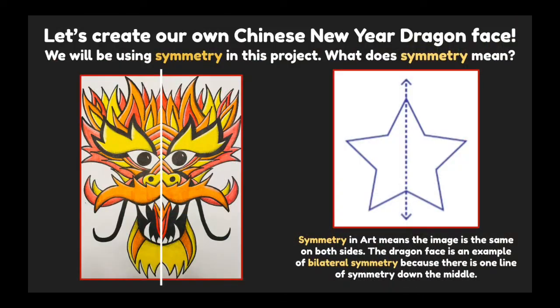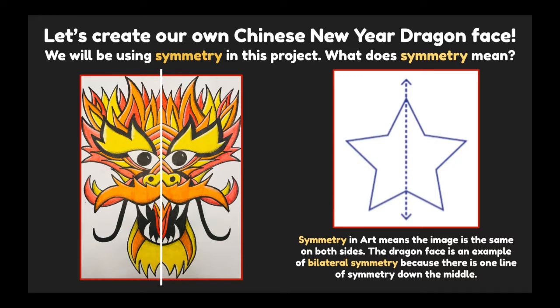So now that we've learned about Chinese New Year, let's create our own Chinese New Year dragon face. We will be using symmetry in this project. What does symmetry mean? Symmetry in art means that the image is the same on both sides. The dragon face is an example of bilateral symmetry because there is one line of symmetry down the middle. So if we look at the dragon face picture, look at the white line that goes vertically down the middle. Both sides of the dragon's face are pretty much exactly the same.